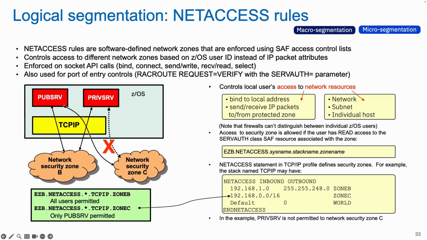So it's a great way to control which user ID has access to which network. I just want to point out that using the user ID to limit who has access to a particular part of the network is unique to this, and it's not something a firewall can do.